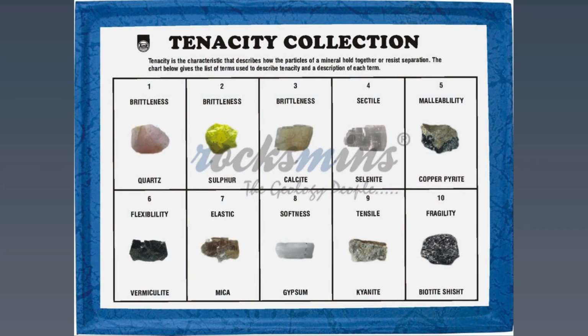This picture shows a collection of minerals with different tenacities. So you have some that are brittle, so they break pretty easily. You have some that are kind of flexible, so they can bend pretty well. And then you've got some that are malleable, which means they can be warped into different shapes without breaking.